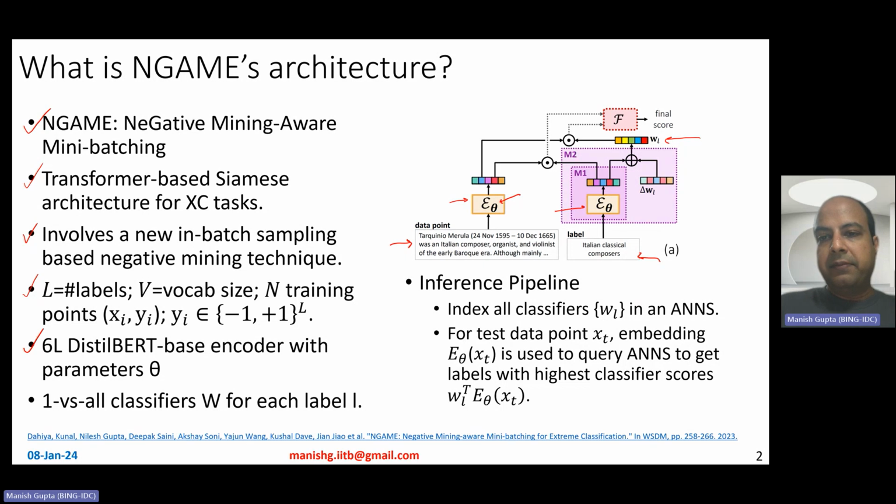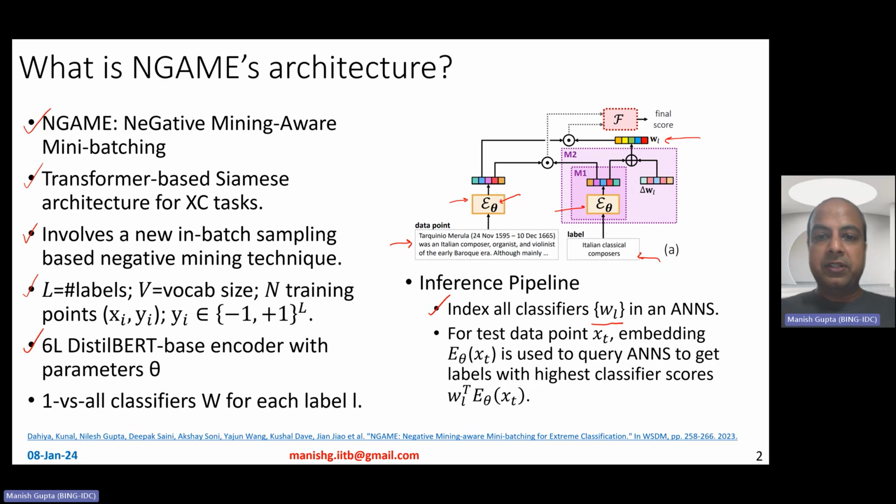Once you have trained these Ws and you have your embedding parameters also trained, theta, the idea is that after your training is done, you essentially index all the classifiers W into an approximate nearest neighbor search index. Okay, so essentially it could be HNSW or any other such approximate nearest neighbor search index. You index all of these Ws into that index.